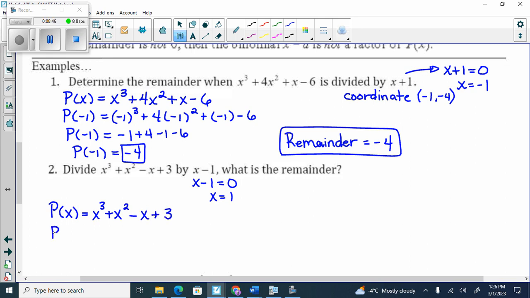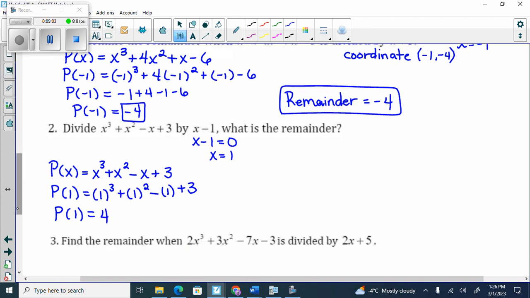Then I do p of 1. 1 cubed plus 1 squared minus 1 plus 3. And I get p of 1 equals 4. What did I indirectly find? What does p of 1 equal 4? What's another thing I could say when I get p of 1 equals 4? The coordinate is (1, 4). That's just a side note. What is the remainder? Just 4.